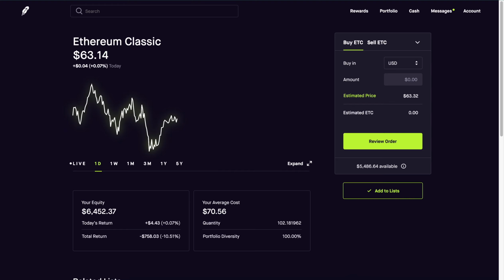Let's hope that Ethereum Classic stays green for the day and continues to consolidate and build those supports.